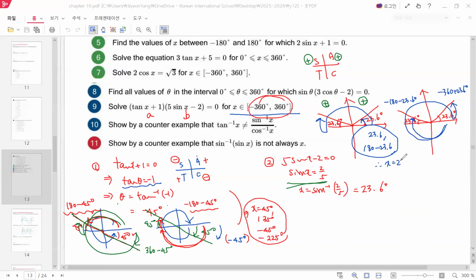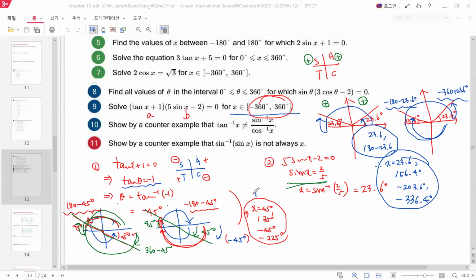Therefore, x equals 23.6 or 156.4 degrees, and this one negative 203.6 degrees, and this one negative 36.4 degrees. Whew. Okay, we're almost done.